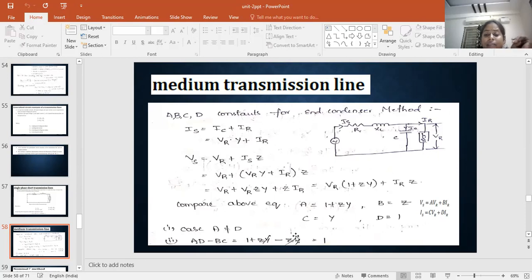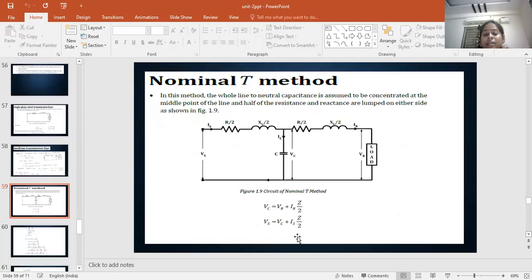Okay. And this is the generalized constant for the short transmission line. And in the medium transmission line, only one method we have done here, that is the end condenser method. In the end condenser method, the ABCD parameter calculations are not done. And next, the nominal T method and nominal pi method, these two methods will be discussed in the next class. Okay.